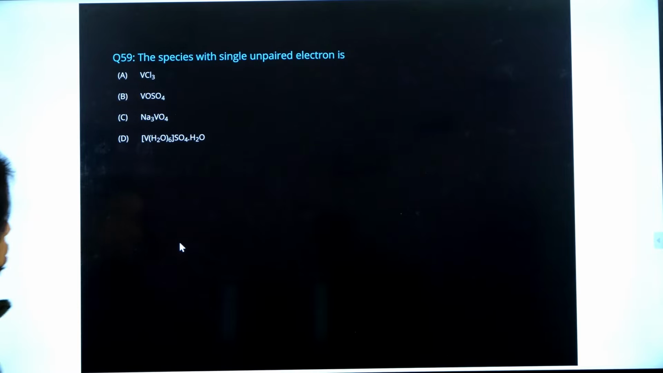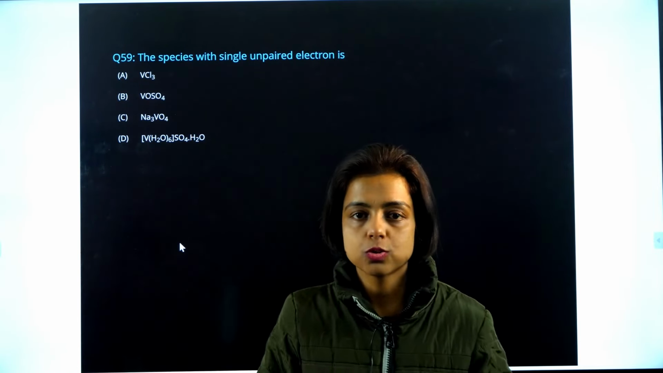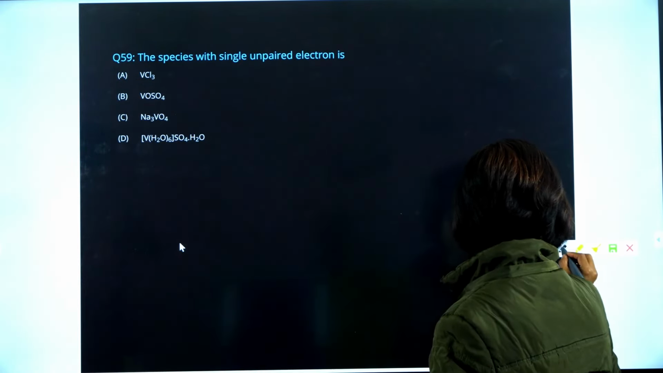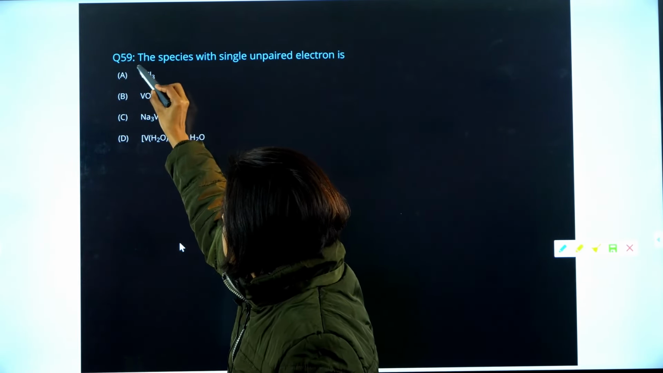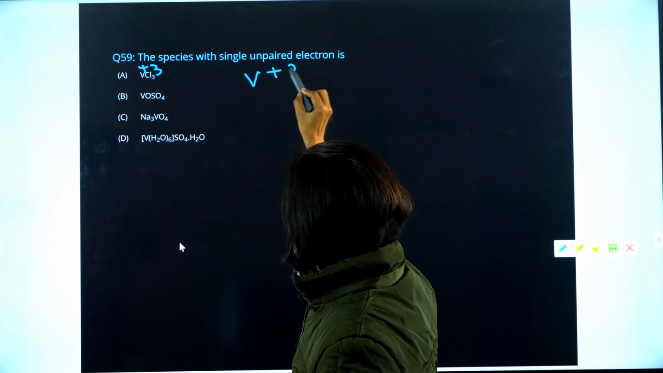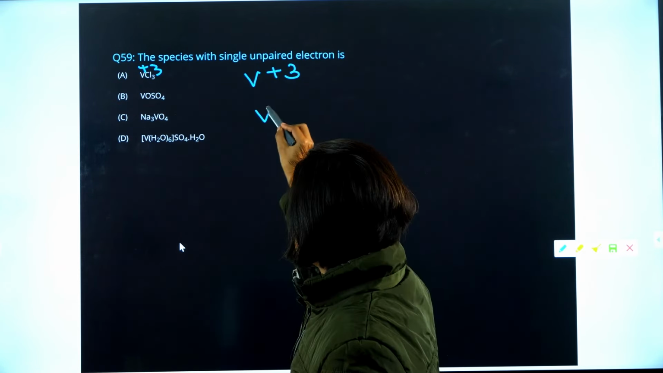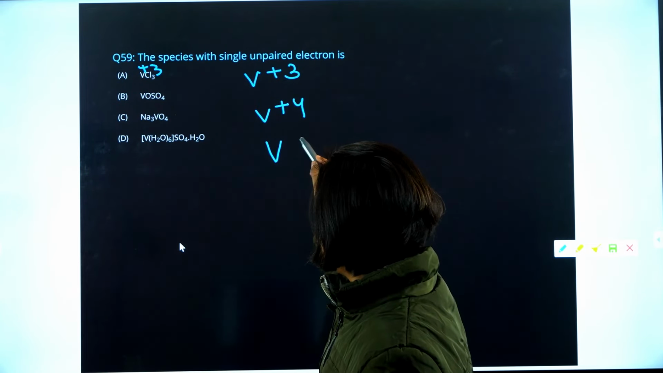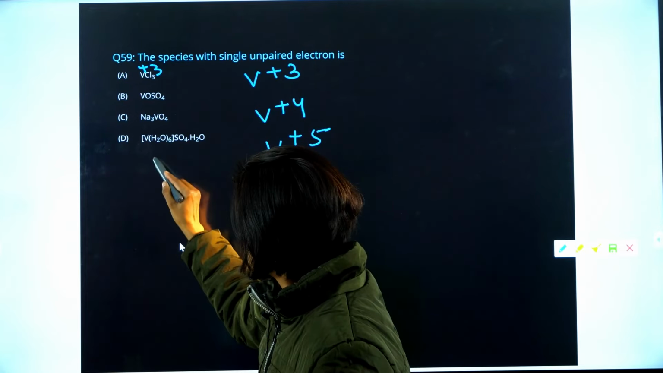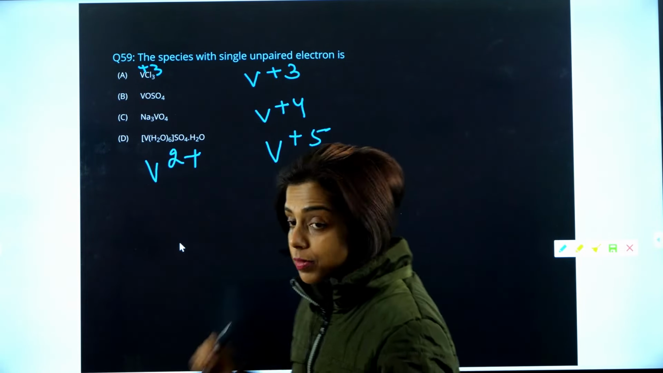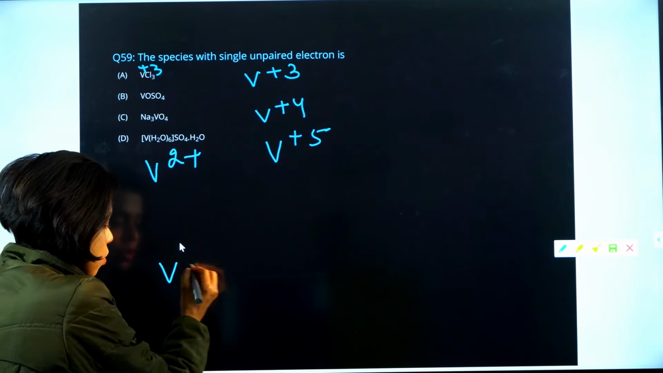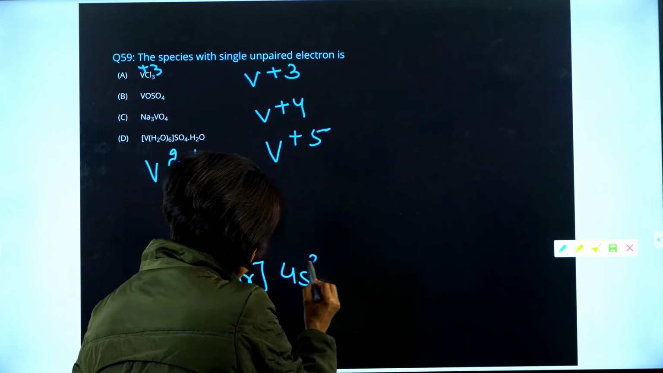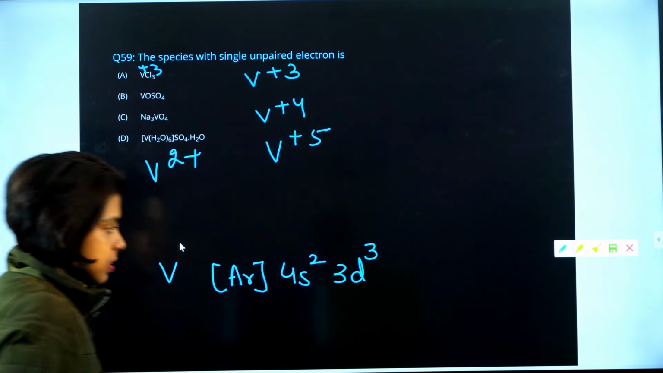Okay. Now the species with a single unpaired electron. So we have vanadium in all of these. Let's quickly calculate the oxidation state of vanadium in all of these. In the first complex, the charge on vanadium is +3. In the second, VO2+, so +4. Vanadium has the configuration 4s2 3d3. This is the configuration.